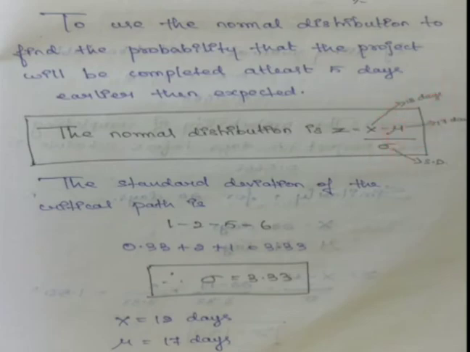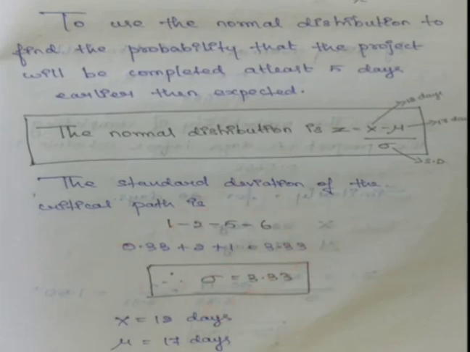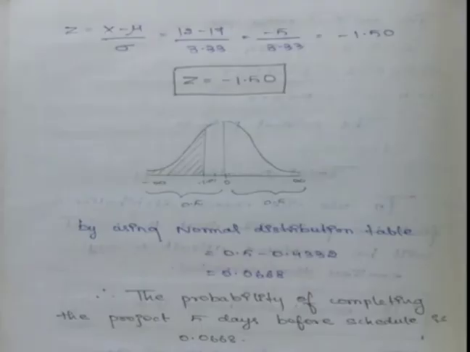Now we have to find the sigma value. For the standard deviation, we add the standard deviation values for the critical path alone. The critical path is 1 to 2, 2 to 5, 5 to 6, so we add 0.33 plus 2 plus 1, that is 3.33. So the sigma value will be 3.33. Now we substitute these values in the normal distribution formula, and we get Z value as minus 1.50.